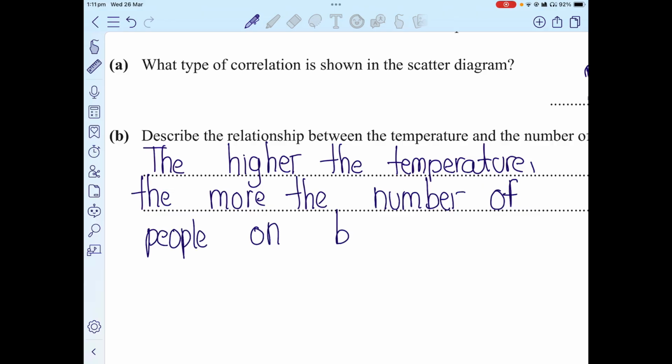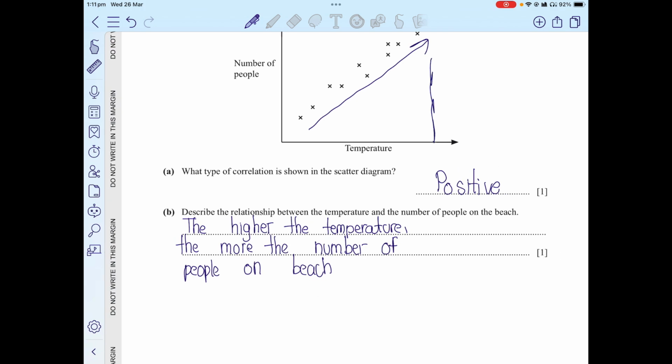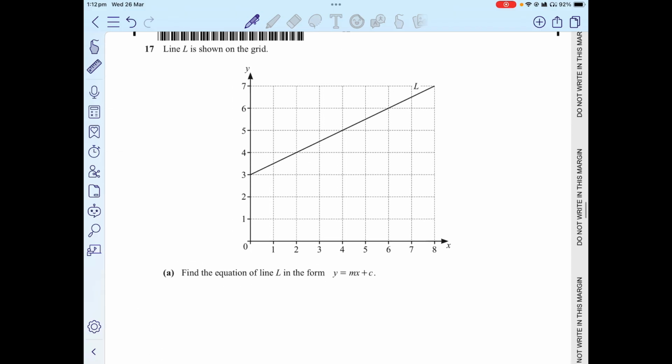Because as we can see, when the temperature values are very high, over here, the values of the number of people on the beach are also very high. Whereas when the temperature is low, the values are also low. Okay, it's a pretty easy question. Now we'll move on to the next question, which is question number 17.